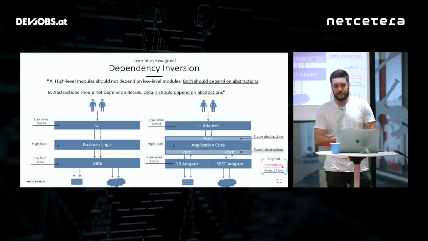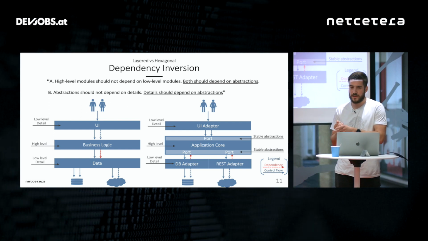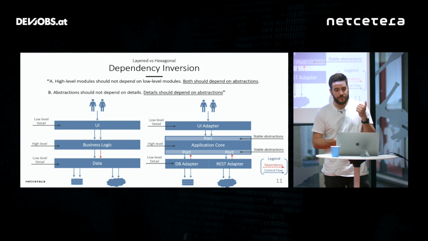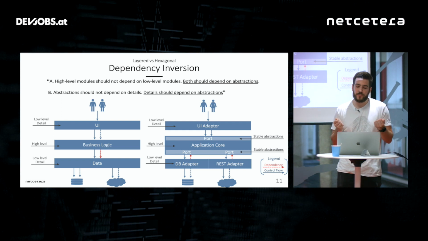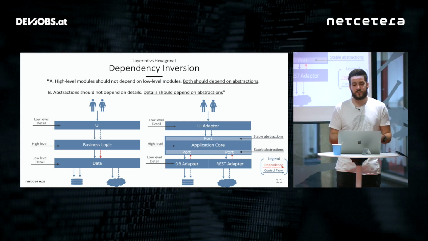Another important principle which is applied by hexagonal architecture is the dependency inversion principle. It consists of two rules. The first rule states that high-level modules should not depend on low-level modules, but both should depend on abstractions.